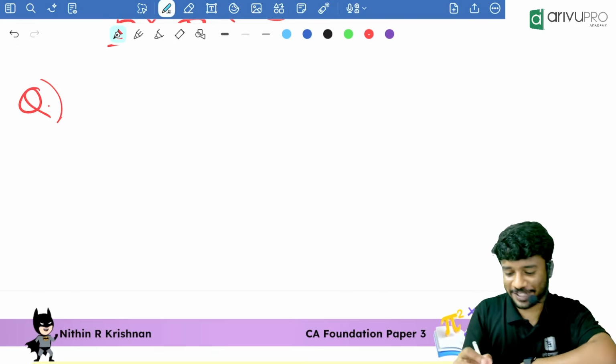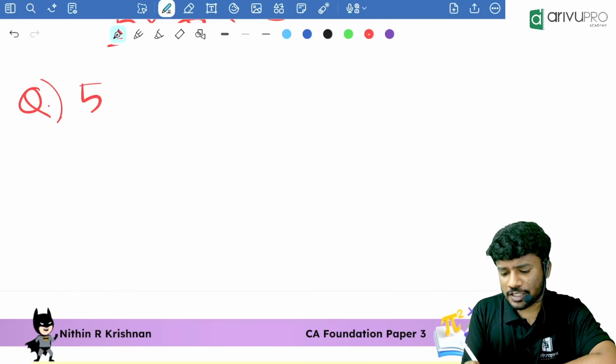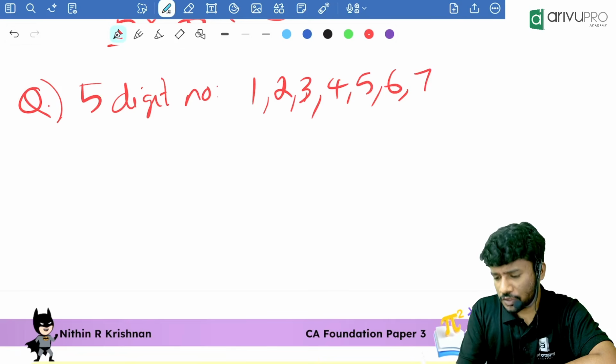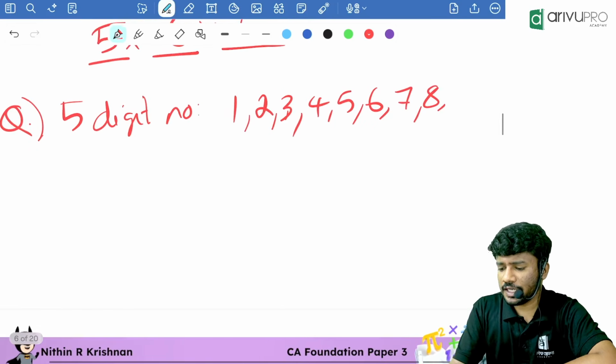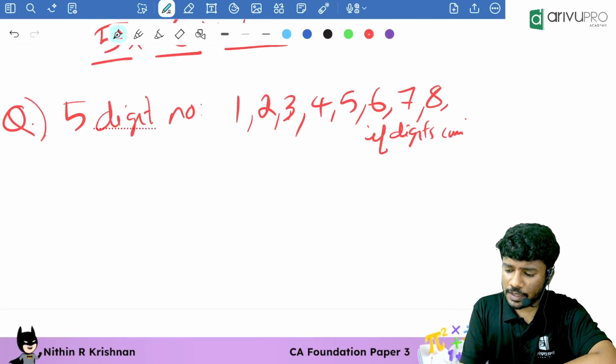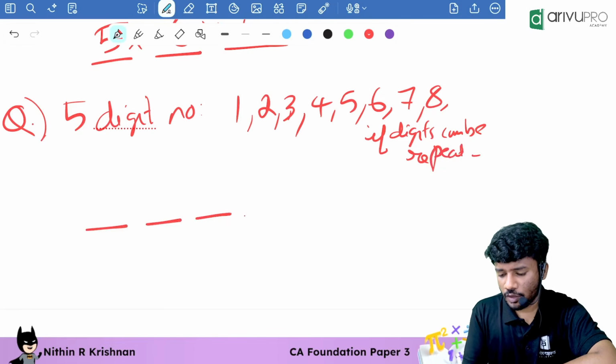Okay, fine. Now, form a 5-digit number using the digits 0 to 8, excluding 0, if digits can be repeated. Okay. A 5-digit number means how many vacant places? 1, 2, 3, 4, 5.